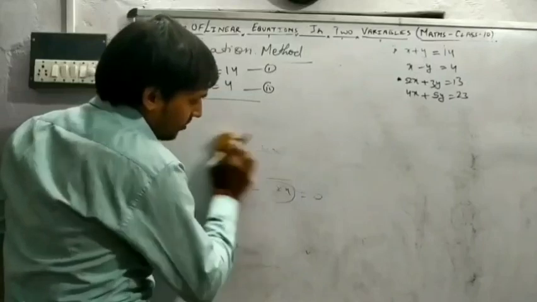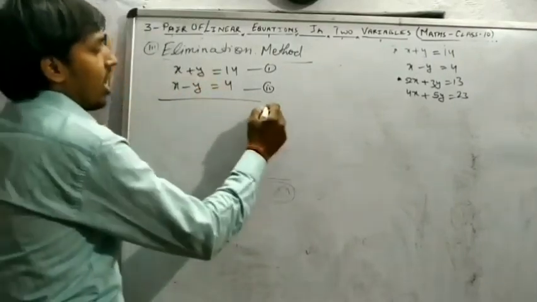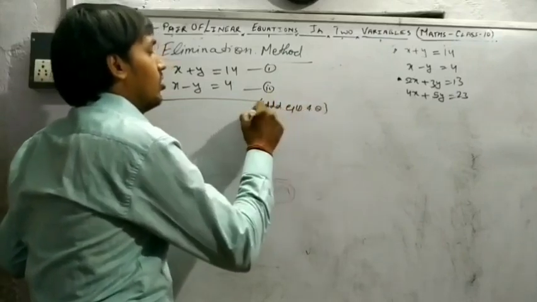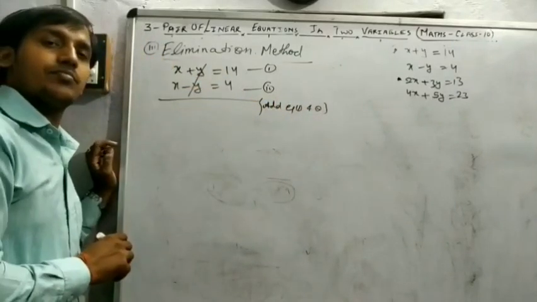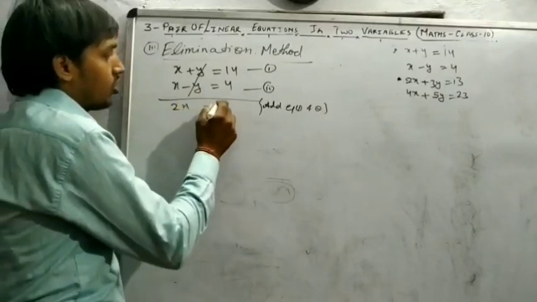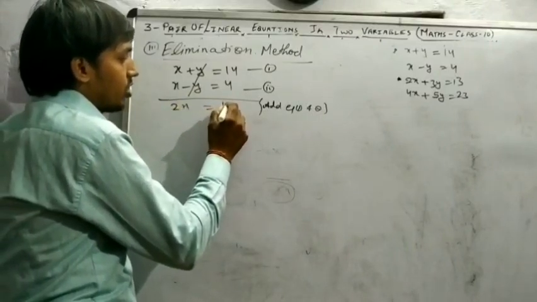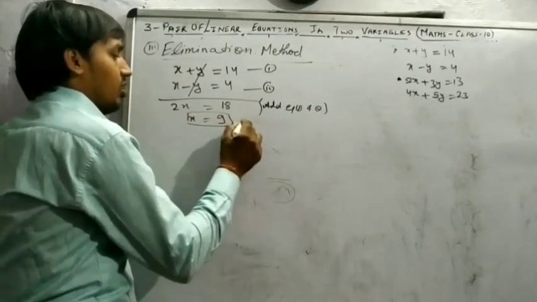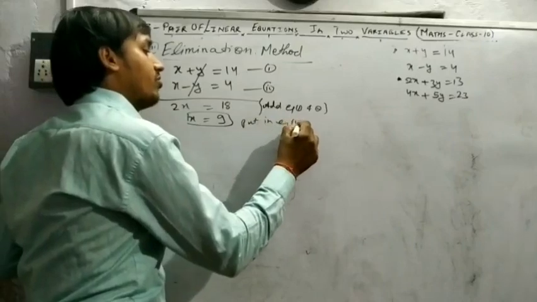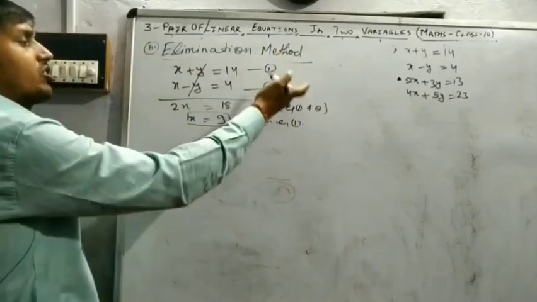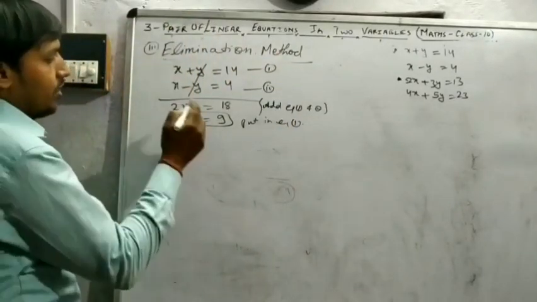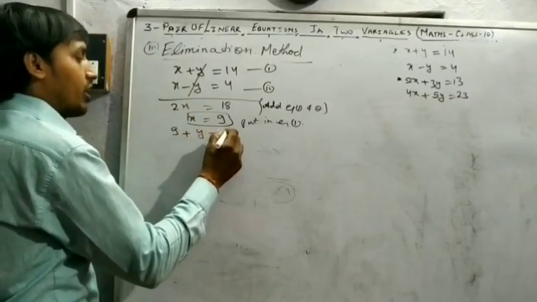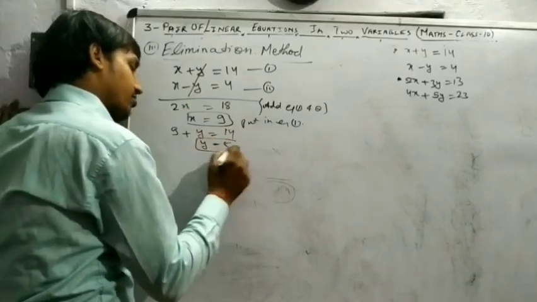So here, if we directly add both the equations, so that y cancels, you get 2x is equal to 18, x equal to 9. Then put it in the first equation, or the second, your choice. Put the x value 9: 9 plus y is equal to 14, y is equal to 5. Answer.